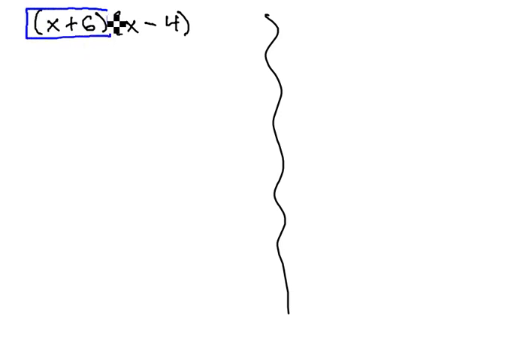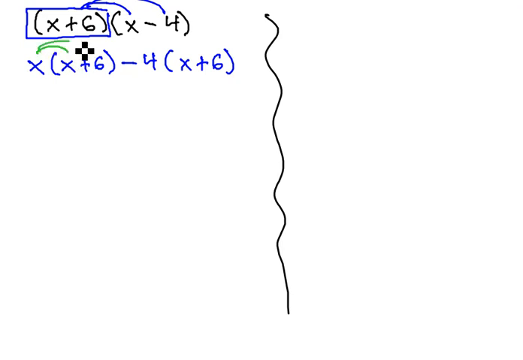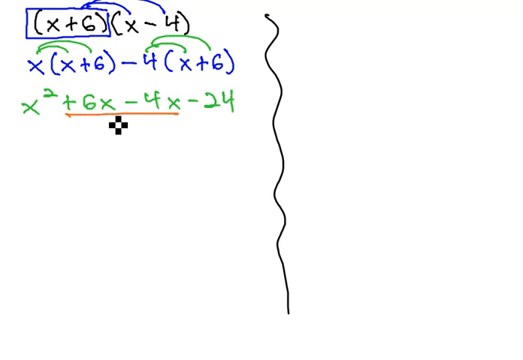Using a distributing method to multiply, we would multiply the x plus 6 by each term. We would have the x times the x plus 6 and the negative 4 times the x plus 6. We could then keep distributing the x through and the negative 4 through, giving us x squared plus 6x minus 4x minus 24. The only thing left to do as we simplify would be to combine the like terms in the middle to get x squared plus 2x minus 24.